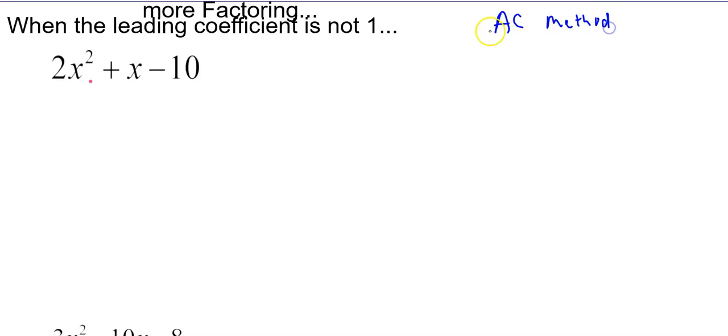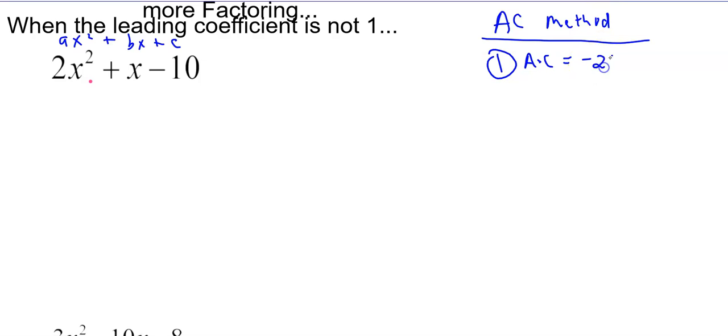We talked about guessing and checking before. If you watched the previous video, you might already know about this. But when I say AC, I mean this: ax squared plus bx plus the constant c. With this one, a is 2 and c is negative 10. So a times c would be 2 times negative 10. The first step is whatever a times c is, write that down. In this case, 2 times negative 10 is negative 20.